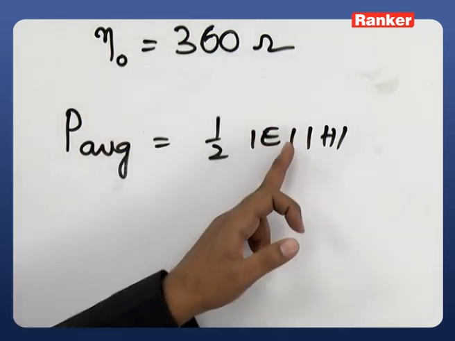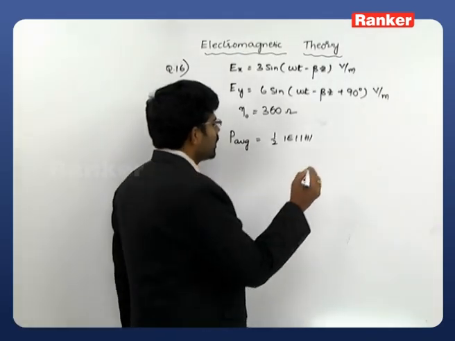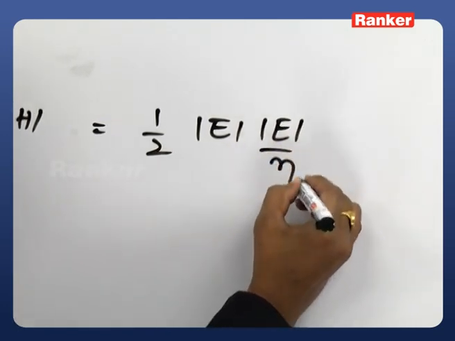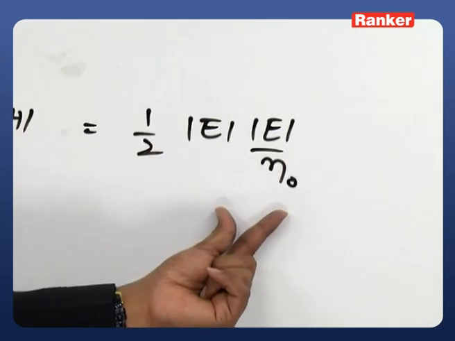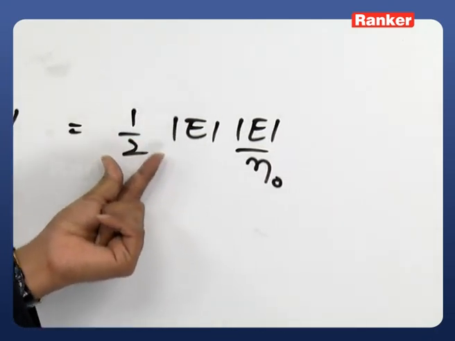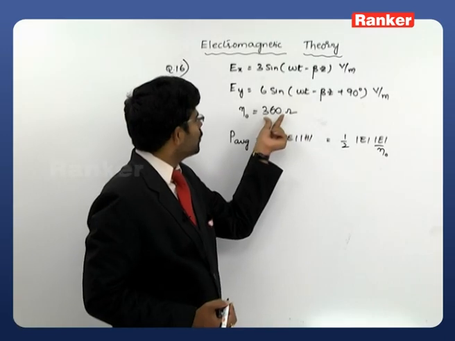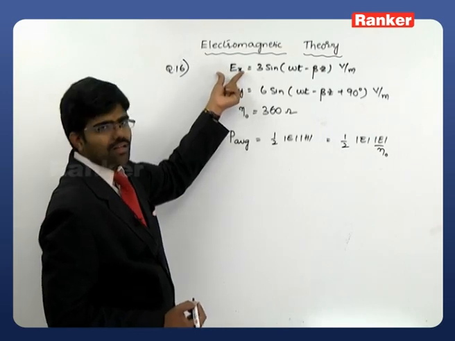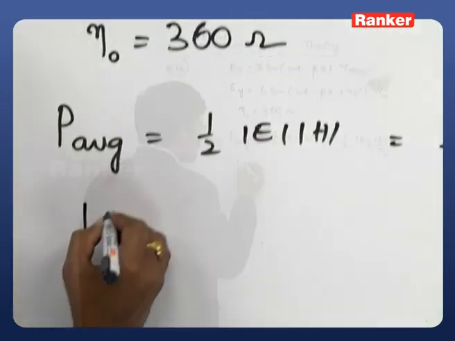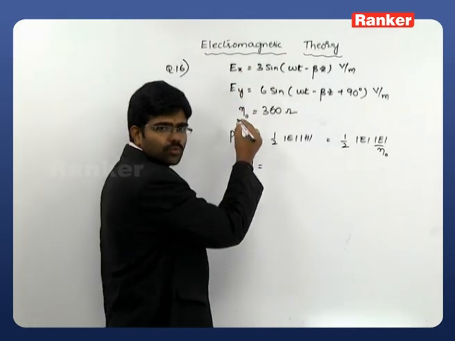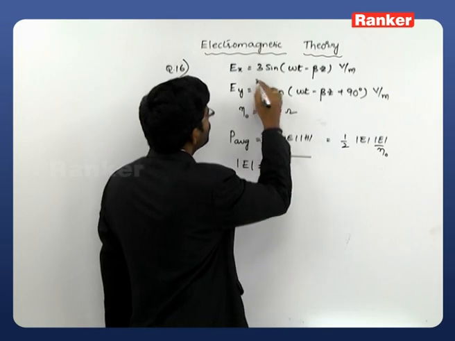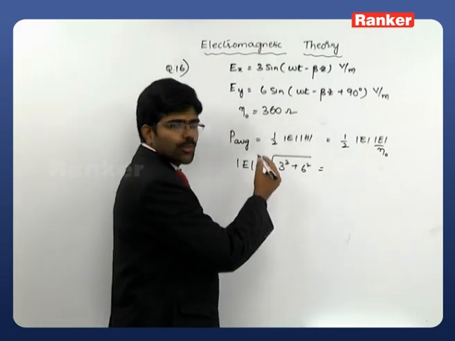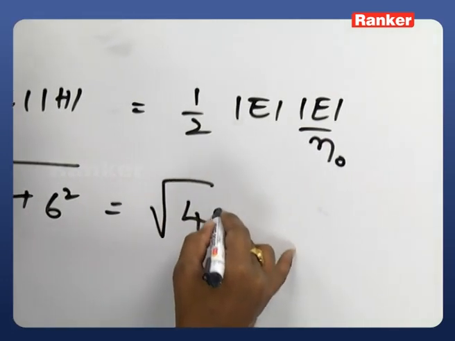Here we are taking a free space medium, so E by eta naught we are supposed to consider. So it is 1 by 2 magnitude of E times E by eta naught, so E square by eta naught multiplied with 1 by 2 will give us the answer, right? Now eta naught is equal to 360. Then what about this E square? Just take the magnitude of E from Ex and Ey. So magnitude of E is equal to the square root of Ex square plus Ey square, which is 3 square plus 6 square, so 9 plus 36, which is equal to the square root of 45.